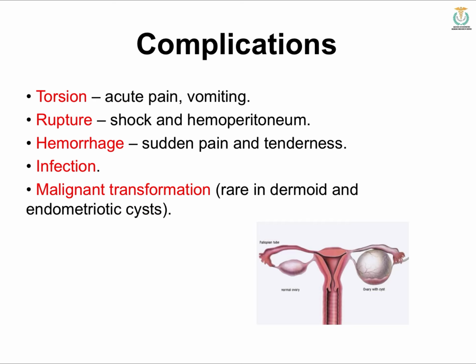Rarely, a benign cyst can have a tendency to transform into malignancy. Malignant transformation is rare, for example in dermoid cysts and endometriotic cysts, but there is a small chance that a benign cyst can transform into a malignant one. So those are the complications you should know.